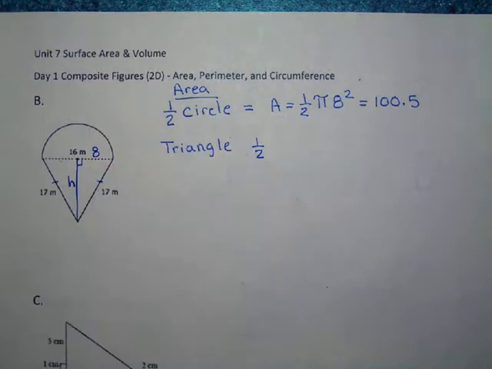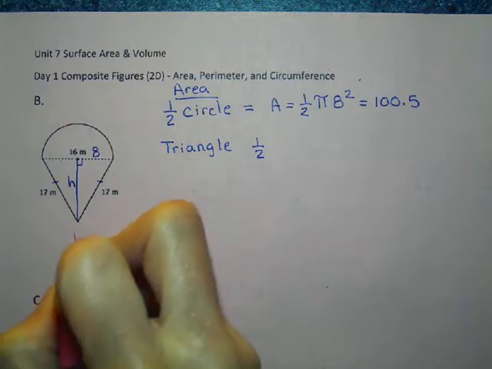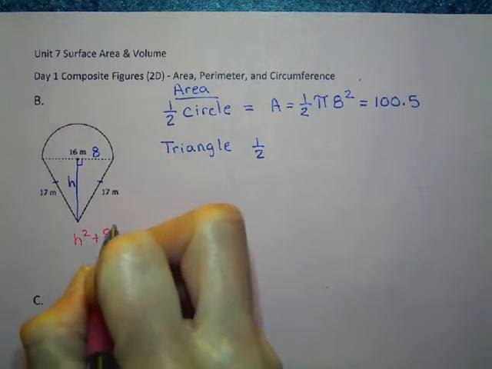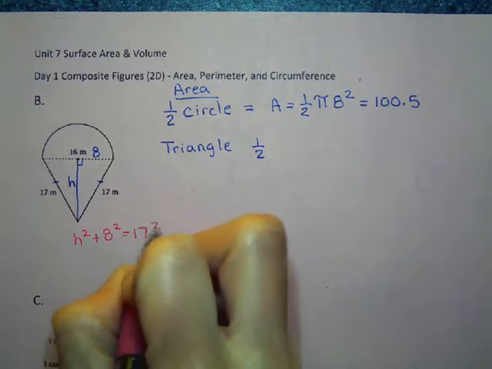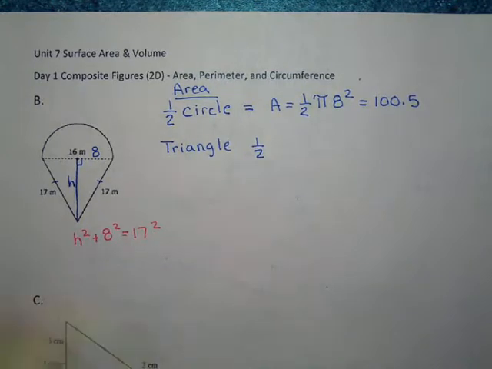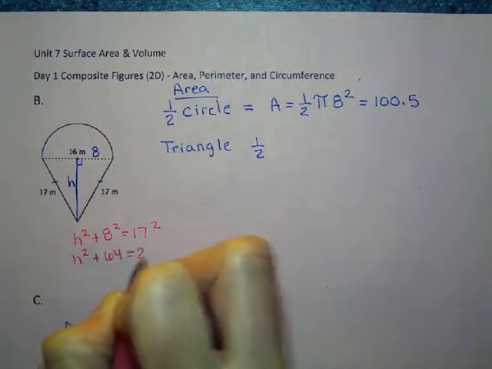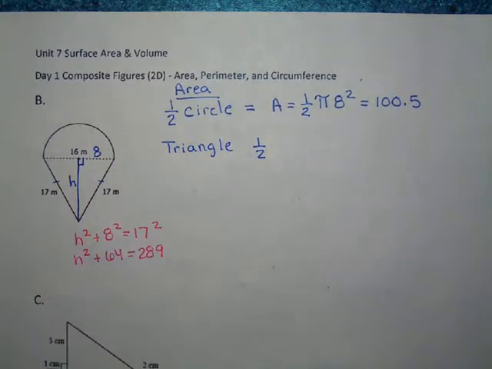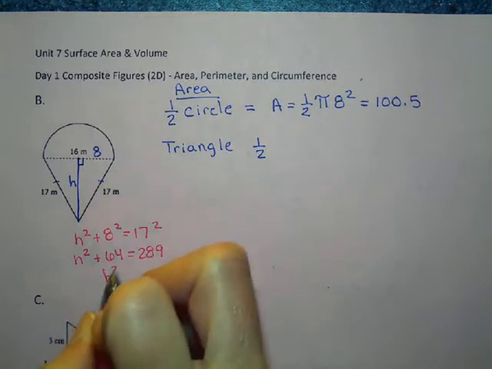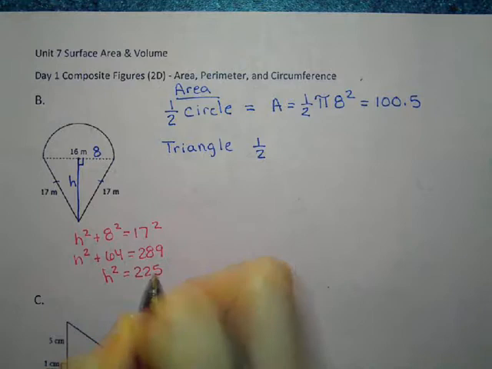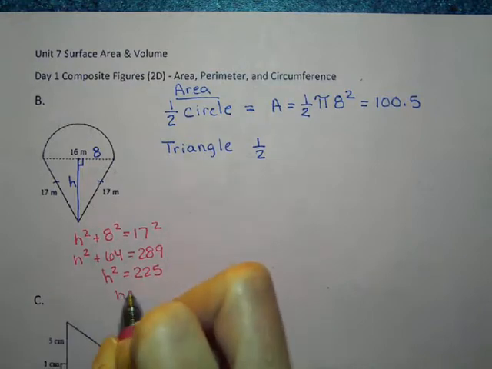Well, to do that, guess what? You've got to use Pythagorean theorem. So let's say h squared plus 8 squared equals 17 squared. So I'm going to square those, subtract the 64 to the other side, and then square root that number, which is 15. So the height in the triangle is 15.